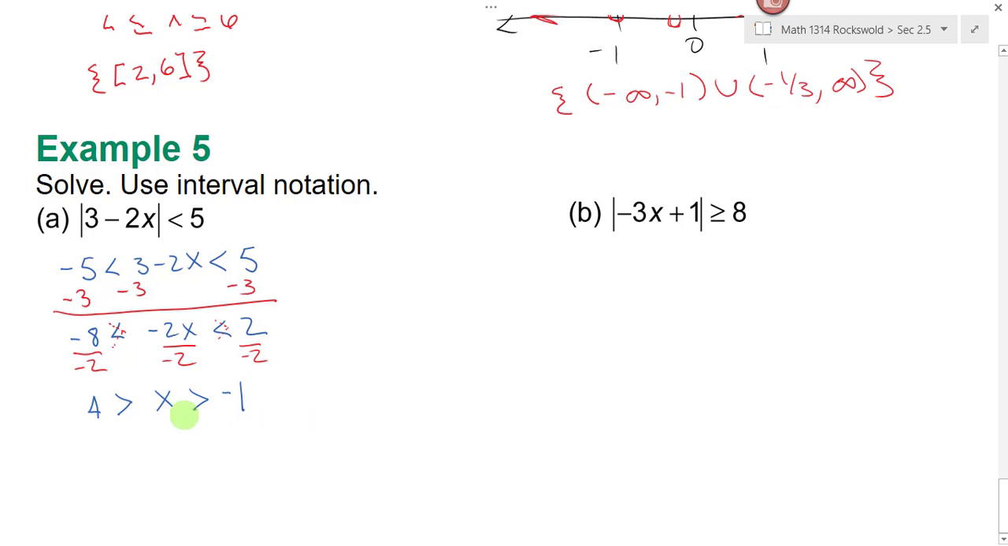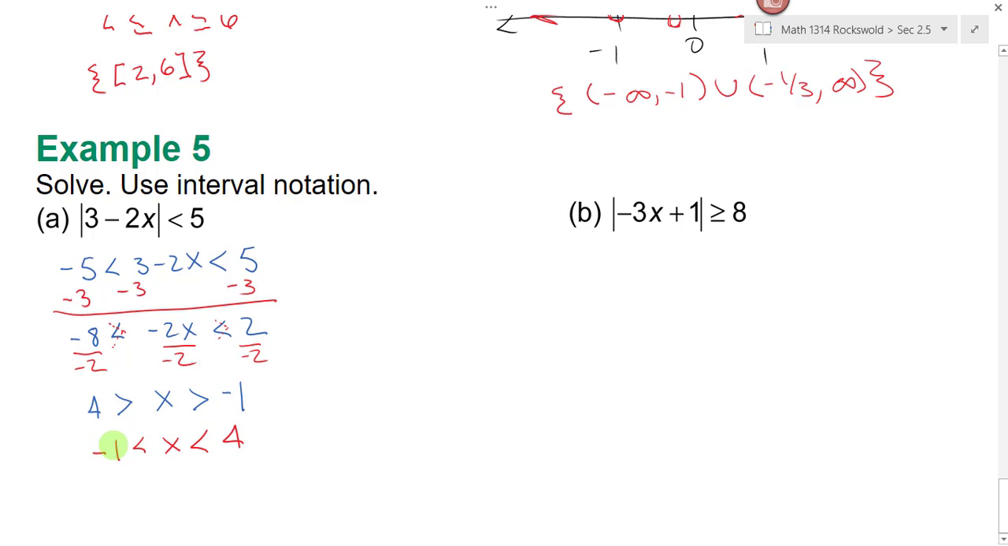Do I want to leave that written like this? No. How do I want to rewrite this? Negative 1 is less than x is less than 4. These are equivalent as long as you maintain that relationship between the variable and the numbers. Up above, the big end is towards the x, the little end towards the negative 1. When I rewrite it, the big end is still towards the x, and the little end of the inequality is towards the negative 1.